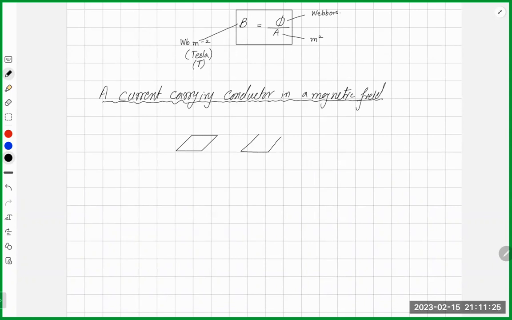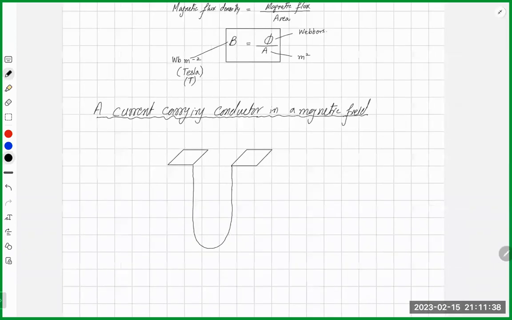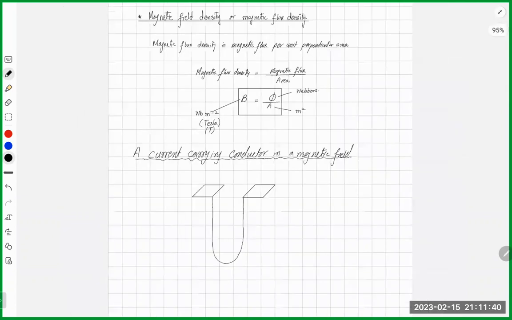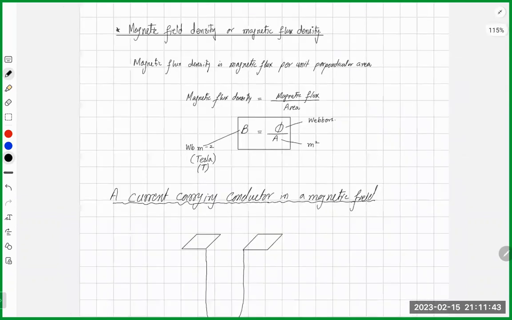So this is a U-shaped magnet. Sir, can we go up? You mean this? Can take a screenshot. Yeah, okay, just give me. Yeah, okay, thank you.